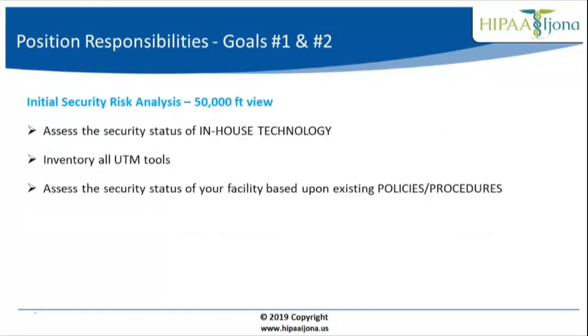Let me give you the 50,000-foot view of this so that you'll understand. Basically, you're going to assess the security status of all your in-house technology. You're going to take an inventory of all your UTM tools. UTM means Unified Threat Management: firewalls, antivirus, anti-spam, that kind of stuff. And you're going to have to assess the security status of your facility based upon policies and procedures. So there are 3 things there: technology, software, and policies and procedures.